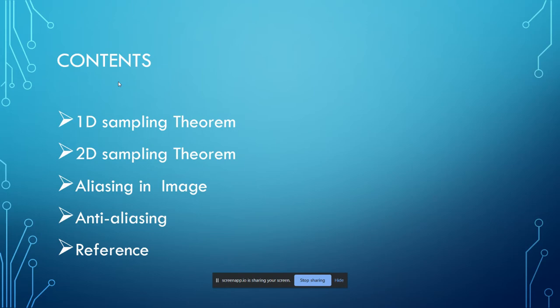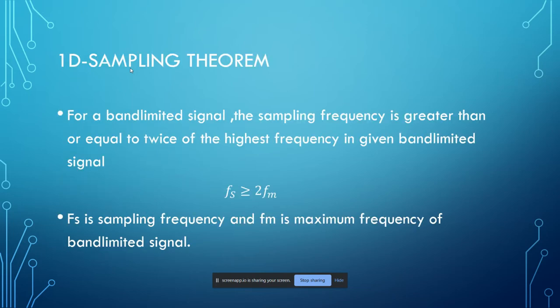Similarly, whatever concepts we studied in the one-dimensional sampling theorem, the same kind of mathematical analysis we see in the two-dimensional sampling theorem also. After that, how these aliasing effects are going to affect the images, and then what are the remedies we are going to see in anti-aliasing techniques. After that, some other references I'm going to use for preparing this presentation.